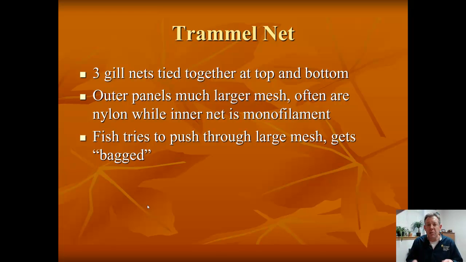A trammel net is similar to a gill net, but it's really 3 nets in one. You've got basically 3 gill nets, and they're tied together at the top and the bottom. And the outer two panels are usually nylon, and the inner panel is usually monofilament. And the mesh is much bigger on the outer ones. And what happens is the fish tries to push through, and instead of getting gilled, it gets bagged. It sort of creates a bag that catches the fish. And this is just a different way to fish these nets, and it catches different species sometimes.